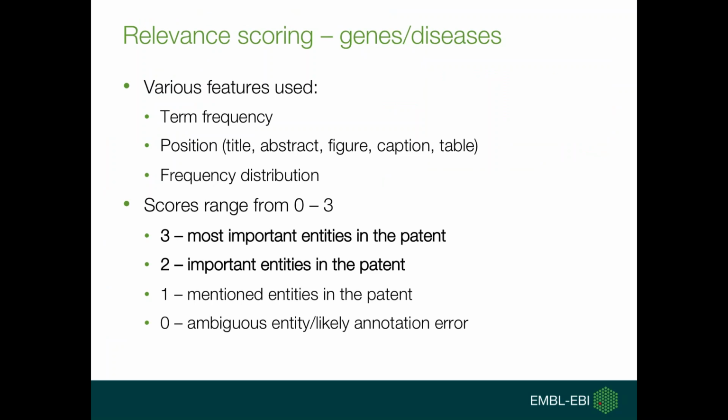For genes and diseases, we used the different clues in the text. For example, if an entity occurs many times, or if it occurs in the title or in the caption of a figure or in the header of a table, this is more important than other terms. So this is our scoring scheme that ranges from 0 to 3, 3 being the most important entities in the patent. And we'll see later on in the talk how you can use this score to filter out the noise and keep only the relevant entities.